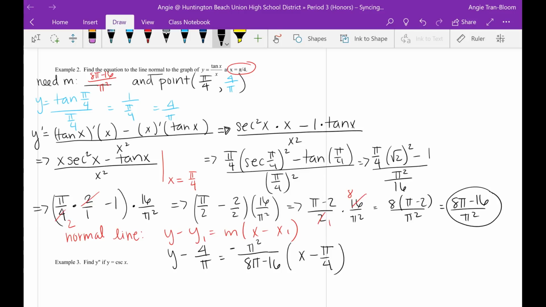Now, all of that, and you want to hear some good news? You do not need to distribute. You can leave it in point-slope form. You do not, again, you do not need to give it to me in y equals mx plus b form. You can leave it to me in point-slope form if it doesn't say what form I want it in. Okay? Happy news! This is the end of our recording today.